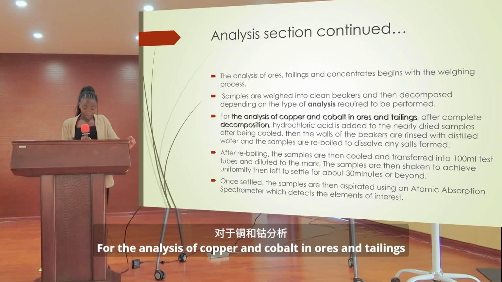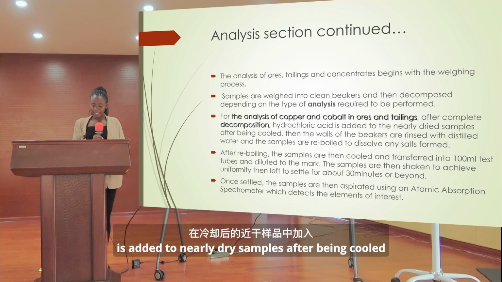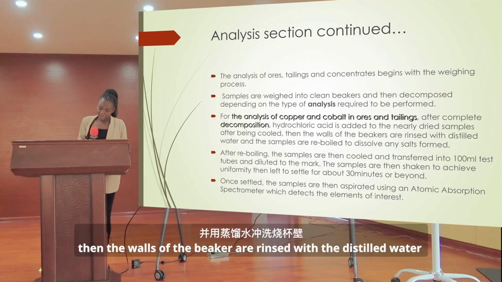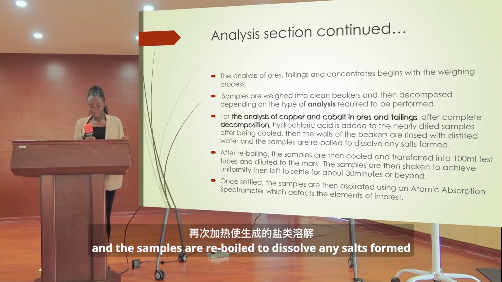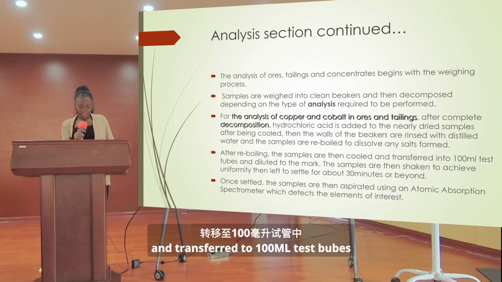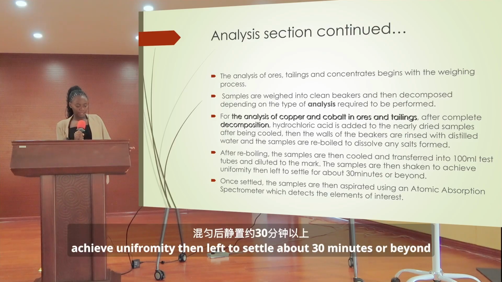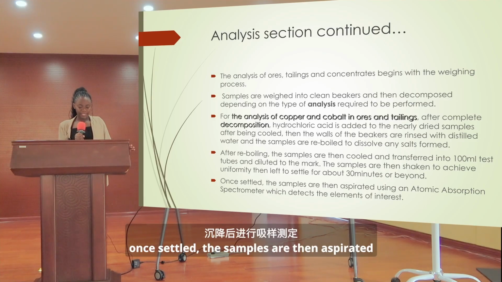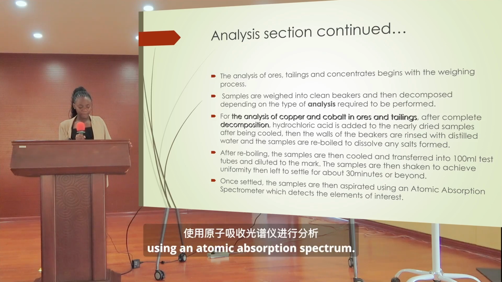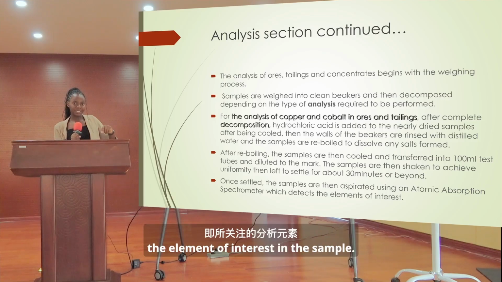For the analysis of copper and cobalt in ores and tailings, after complete decomposition, hydrochloric acid is added to nearly dry samples after being cooled. Then the walls of the beakers are rinsed with distilled water and the samples are reboiled to dissolve the salts. After reboiling, the samples are cooled and transferred into 100 ml test tubes and diluted to the mark. The samples are then mixed to achieve uniformity, then left to settle for about 30 minutes or beyond. Once settled, the samples are aspirated using an atomic absorption spectrometer. This is just an instrument that we use to detect the element of interest in the sample.